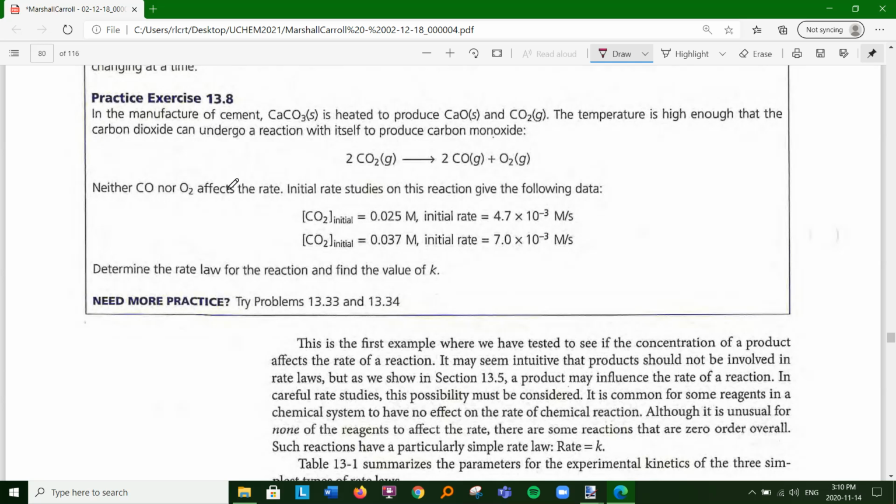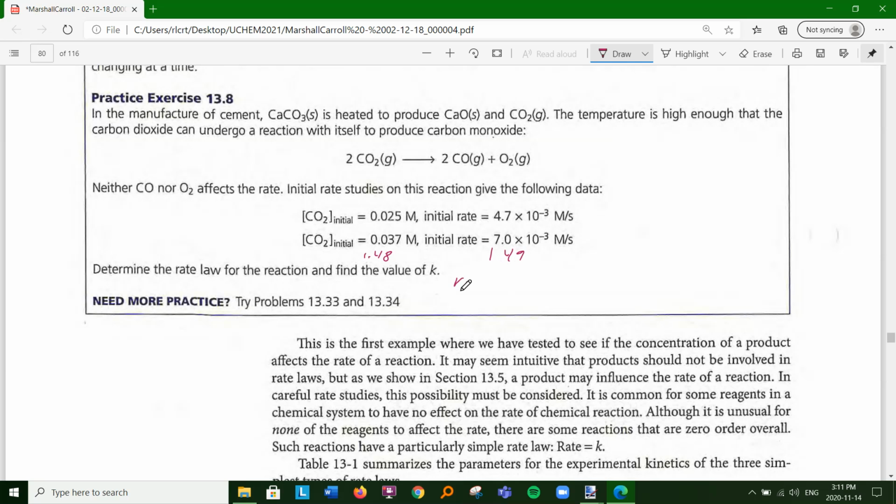You've got 2 CO2 gas goes to 2 CO plus O2 as one of the reactions involved. Neither CO nor O2 affects the rate, so just CO2 affects the rate. If I go from 0.025 to 0.037, the rate goes up from 4.7 to 7 by 10 to the minus 3. So let's look at those ratios. 0.037 divided by 0.025 gives 1.48. And then 7 over 4.7 is 1.49. So it's an experimental error there, good.